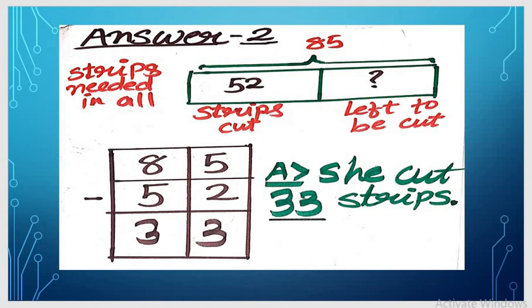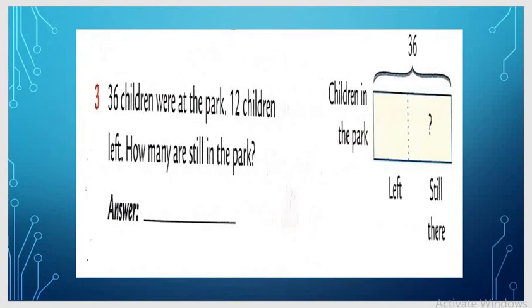Now move on to question number 3. Question number 3 is what? 36 children were at the park. How many children were at the park? Total 36 children were at the park. 12 children left. How many are still in the park? So again I'll repeat. 36 children were at the park and 12 children left. How many are still in the park?